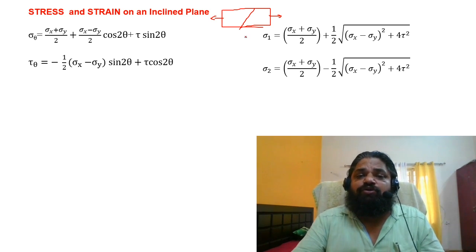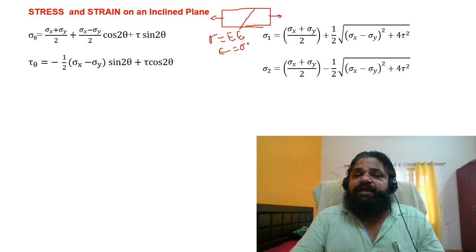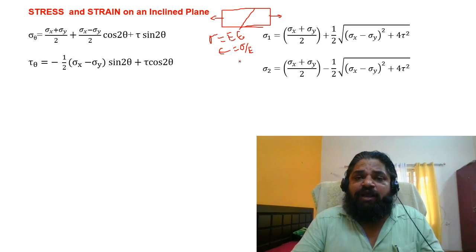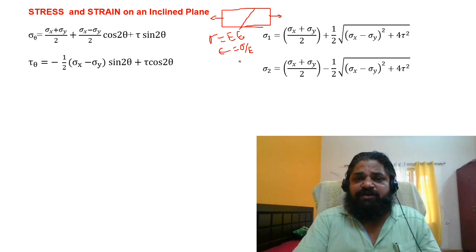After converting, instead of sigma, as we know sigma is equal to E into epsilon, if I write all these expressions in terms of epsilon equal to sigma by E, then I could get whatever relation I want to find out, and I can easily find it out from here.